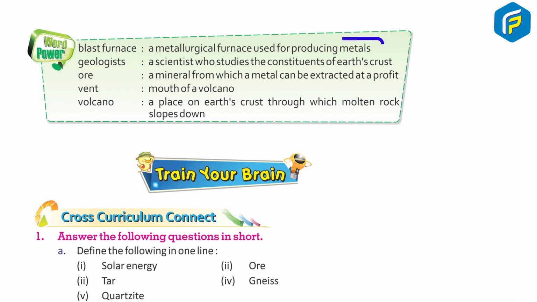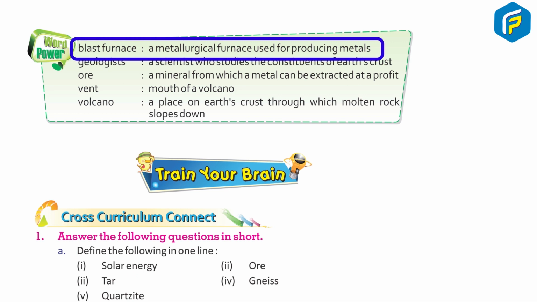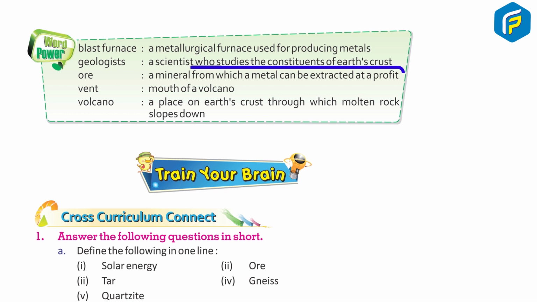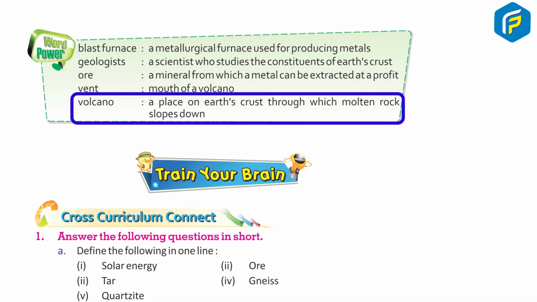Word power. Blast furnace, a metallurgical furnace used for producing metals. Geologist, a scientist who studies the constituents of Earth's crust. Ore, a mineral from which a metal can be extracted at a profit. Vent, mouth of a volcano. Volcano, a place on Earth's crust through which molten rock slopes down.